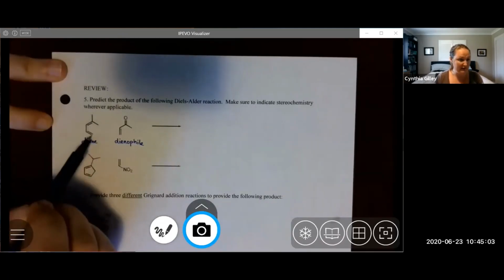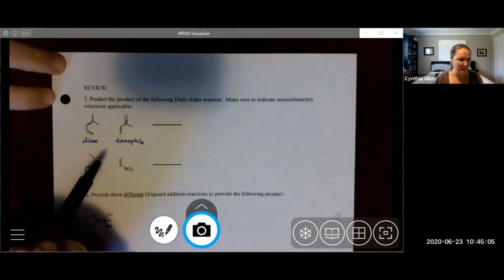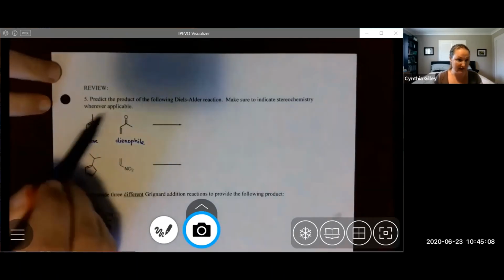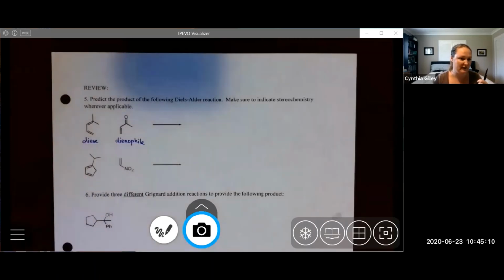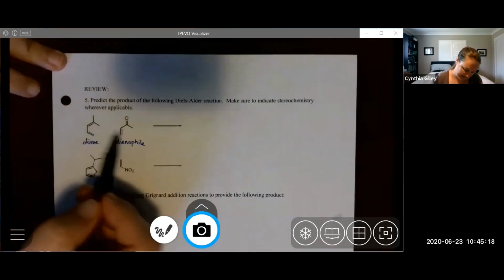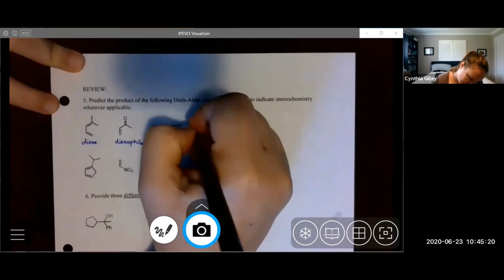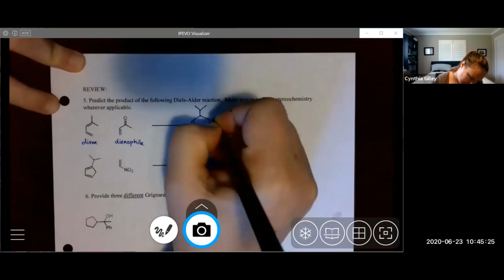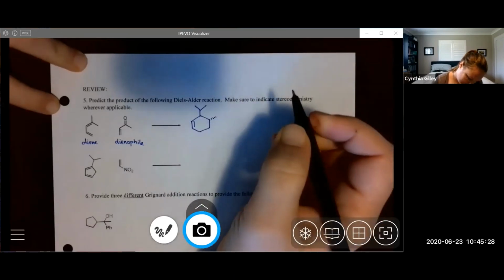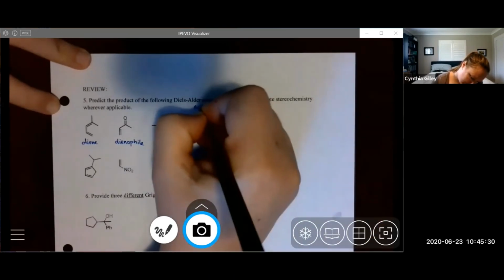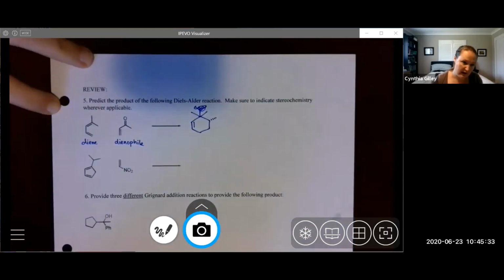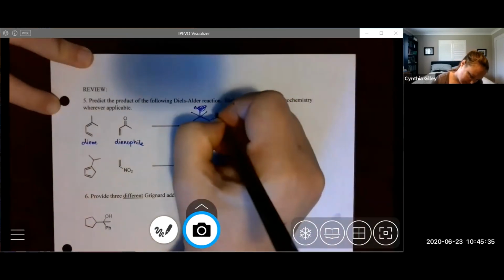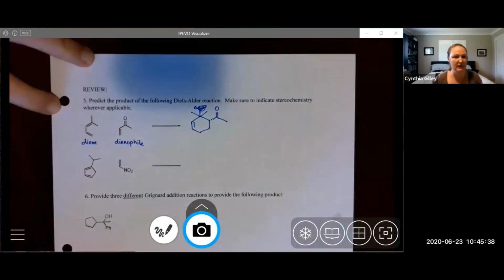This might seem a little bit different than the key, and that's because I disagree. Right, so we're not going to get any major regioisomers. We're going to end up having to do both. So if they attack in this general orientation, then we would end up with this product.